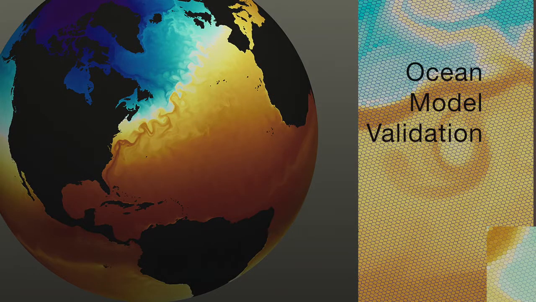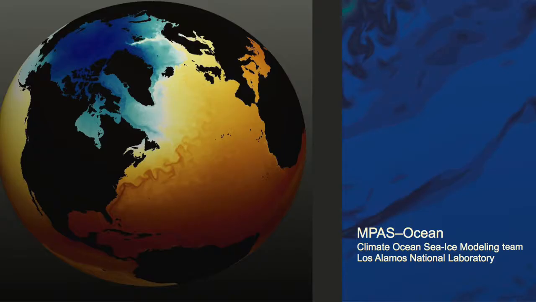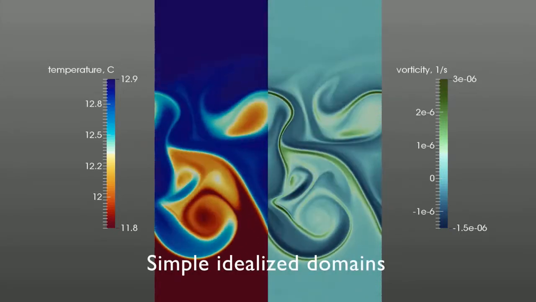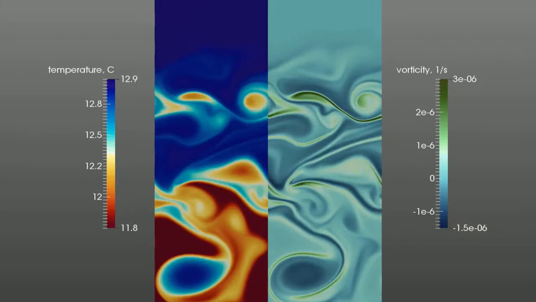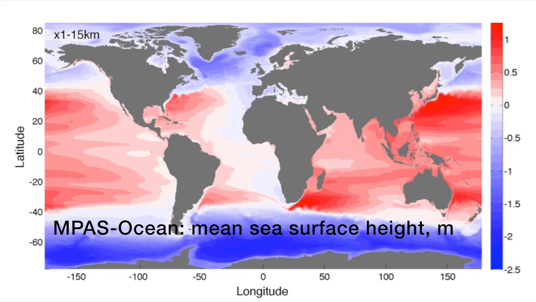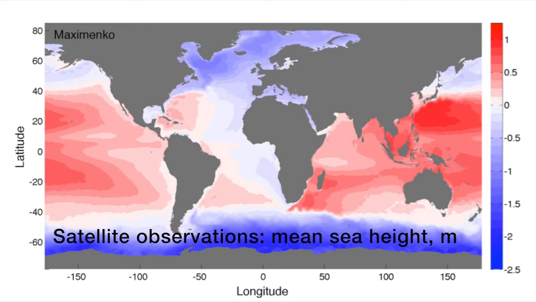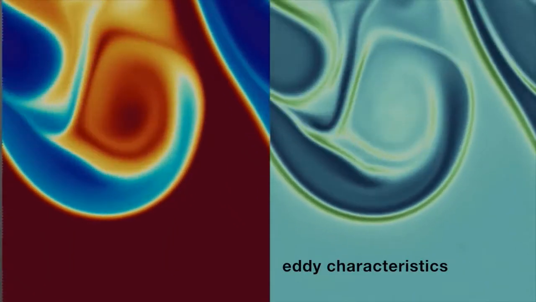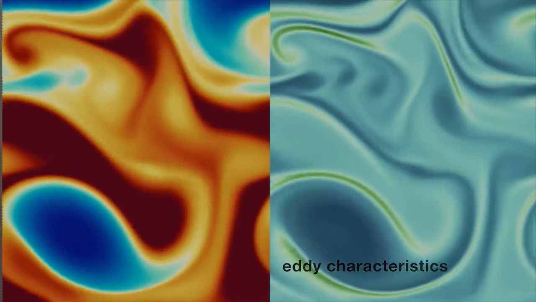For a new ocean model to be trusted by the scientific community, it must be thoroughly validated. MPAS-Ocean was run through an exhaustive suite of tests, from very simple idealized domains that isolate a subset of the model physics to full global simulations driven by historical atmospheric forcing. These are compared to exact solutions, other ocean models, and historical observation. Real-world validation includes comparisons of the mean currents against observations from satellites and ships. We also compare eddy characteristics in the model against satellite observations of ocean eddies.